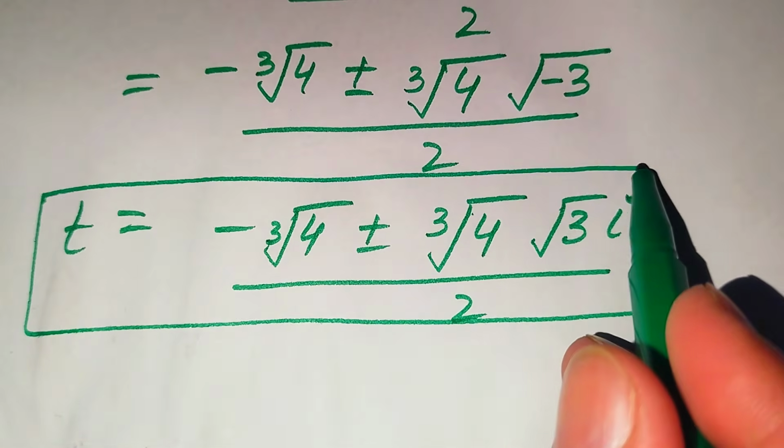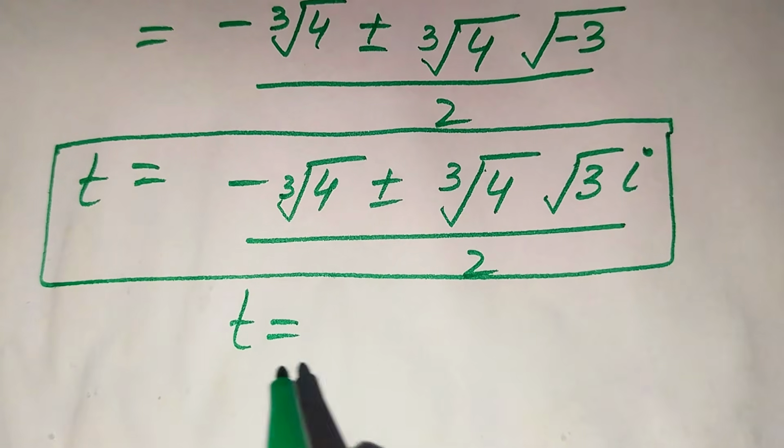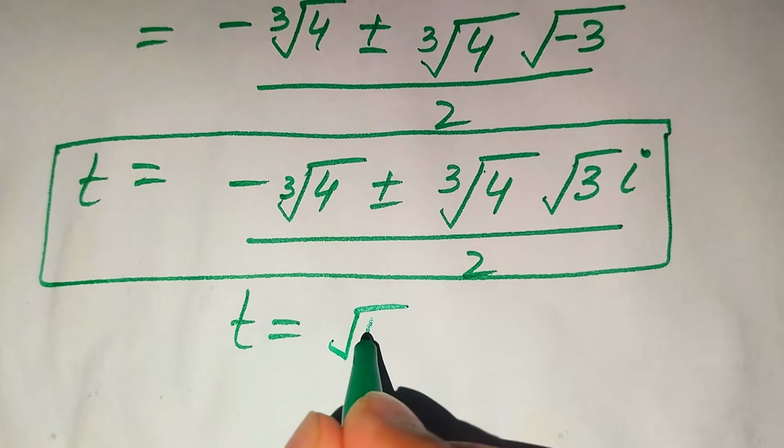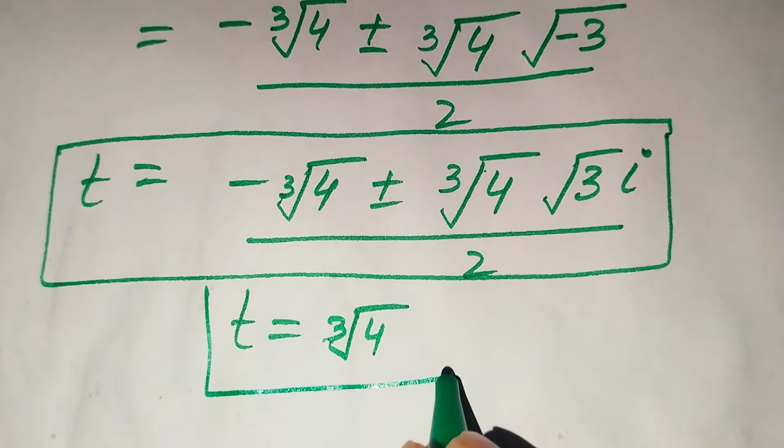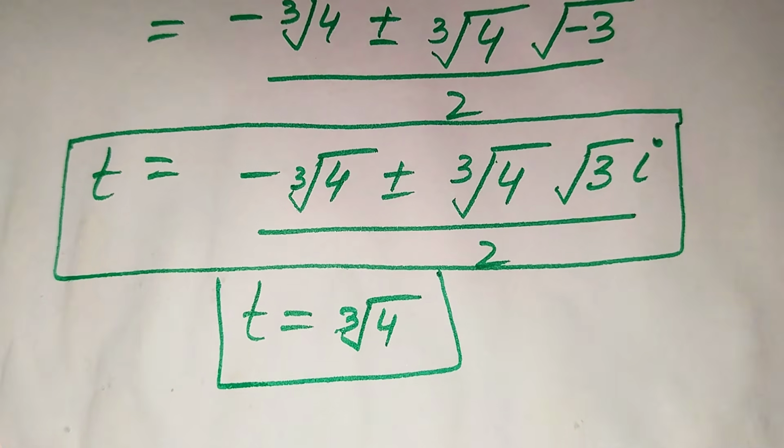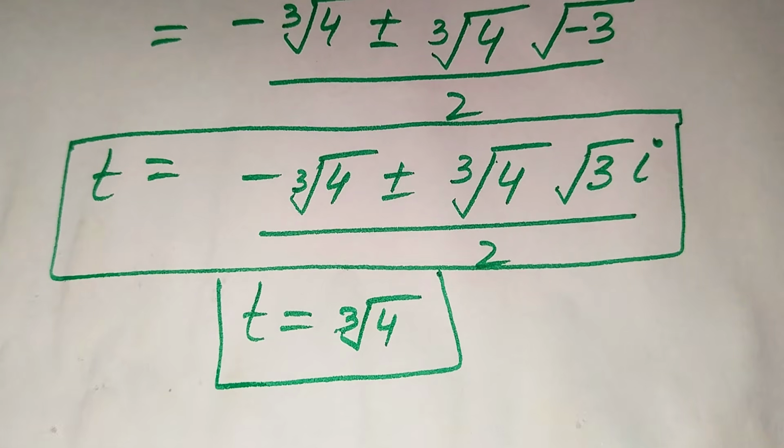And finally we have three roots. The first root is a real root, that is cube root of 4, and the other two roots are complex roots. So this is our final answer of this question.